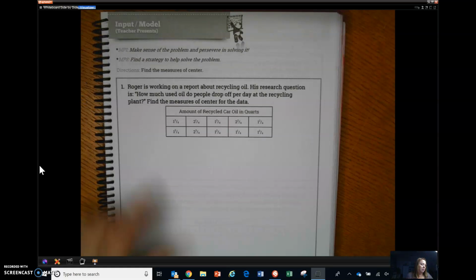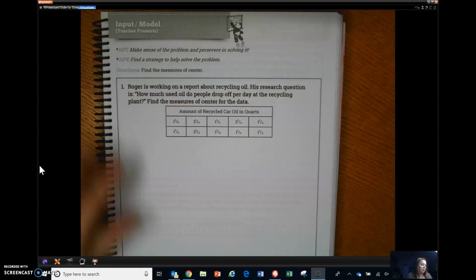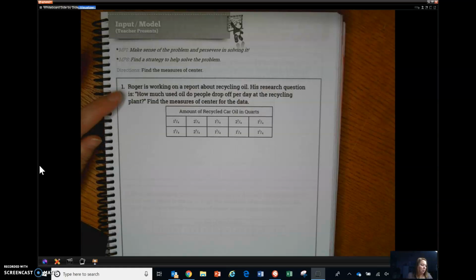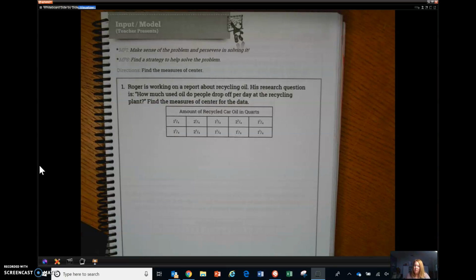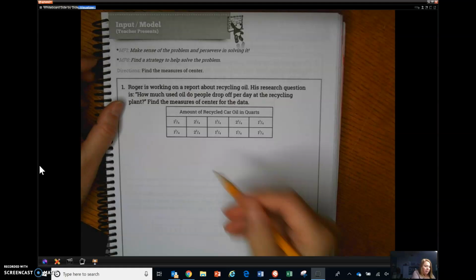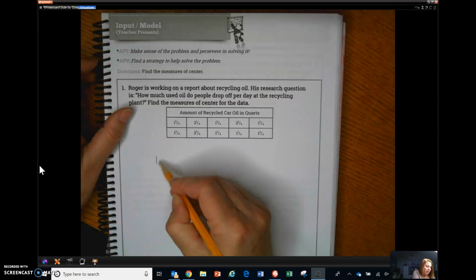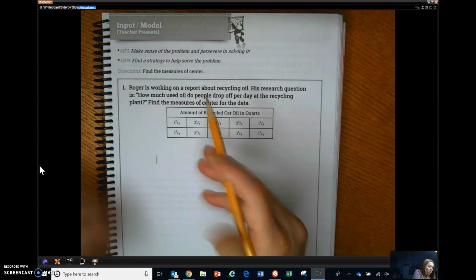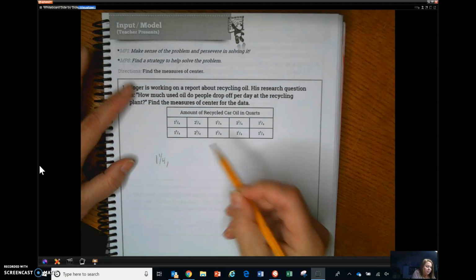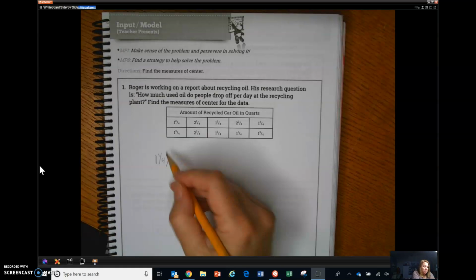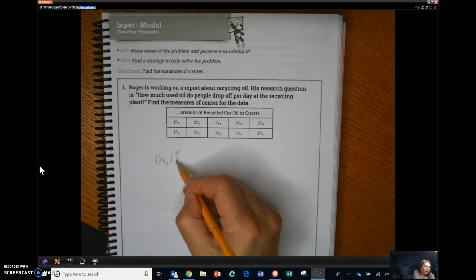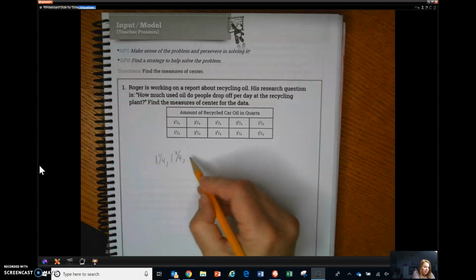Roger was looking to report on recycling oil. So here's the data information. The first thing we're going to do, just like I did on the other one, is put these numbers in order from smallest to greatest. So I have 1 and 1/4. I'm going to do 1 and 2/4. Yesterday I put it as 1 1/2, but this might be easier for you guys. 1 and 2/4.